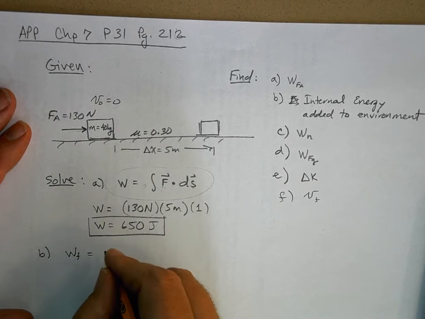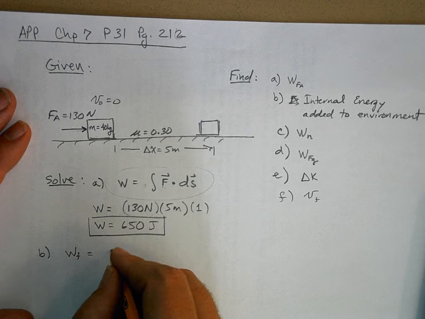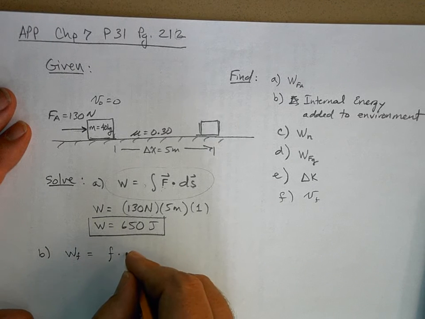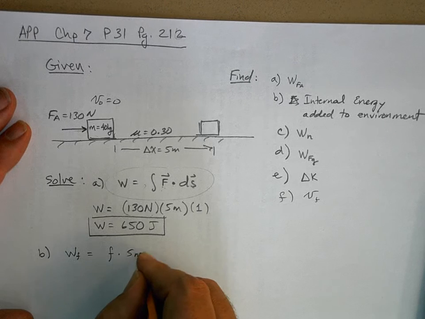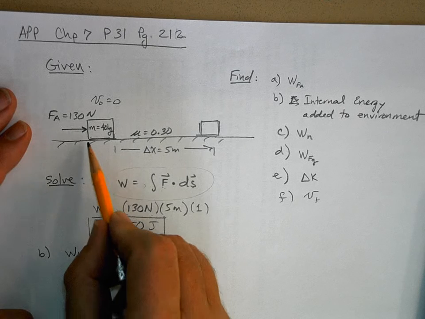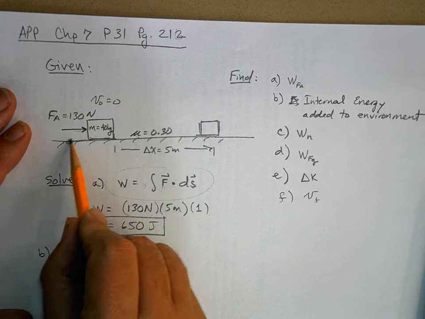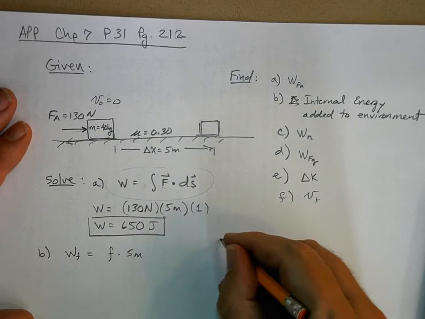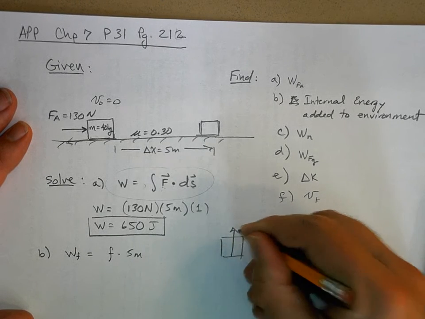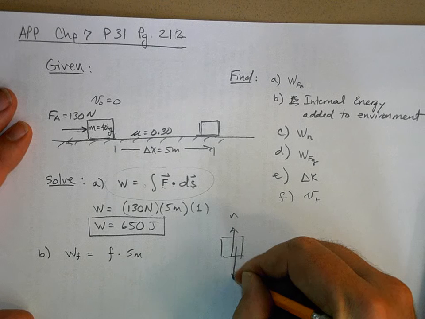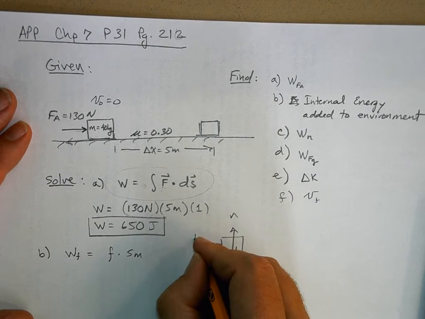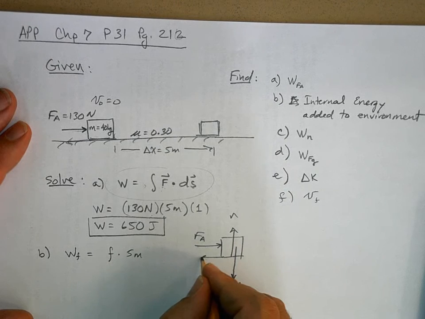And the work done by friction is, again, using this, friction times delta x, which is 5 meters. Now the force of friction is going to be to the left. Maybe I should just draw a quick little free body diagram, because that will come in handy for the other problems. Here's a normal force. Here's mg. Here's the applied force. And here's the force of friction.